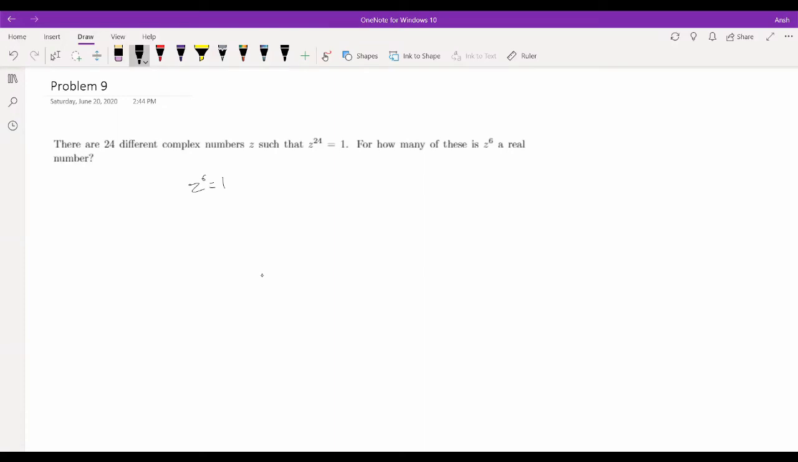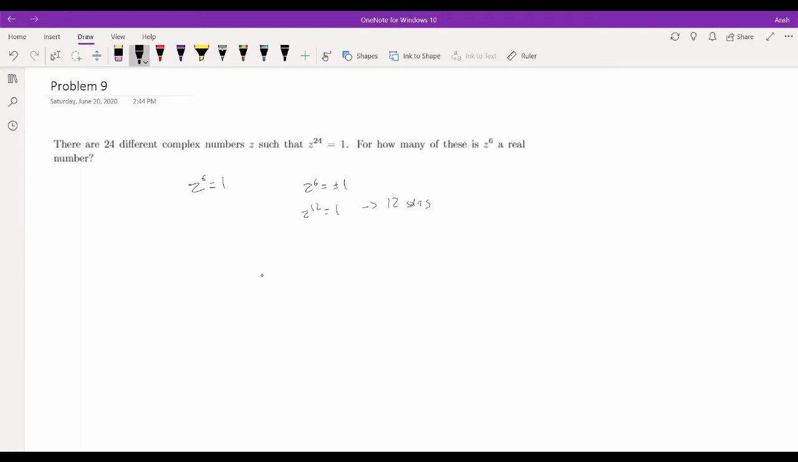But in fact, we forgot a case. We want z to the 6th to be real, and since they're roots of unity, that means that z to the 6th equals plus or minus 1, since equaling 1 is not the only solution. So in fact, all we need is that z to the 12th equals 1, which gives us 12 solutions.